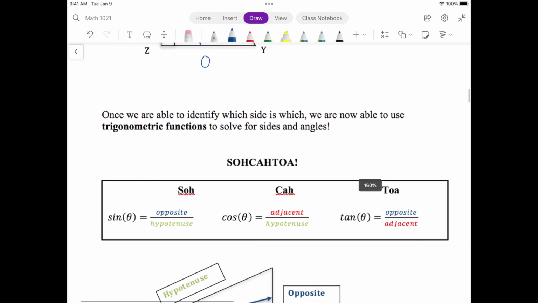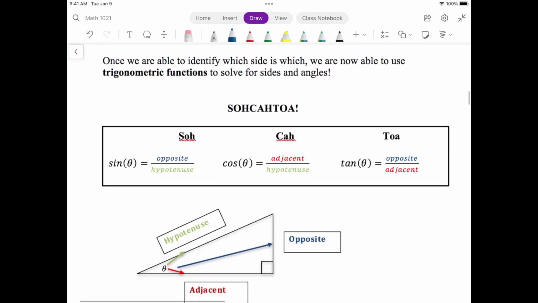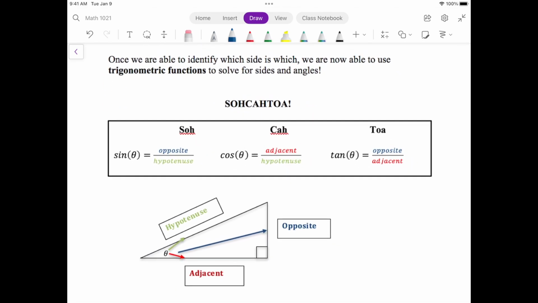So now that we're able to identify the different sides, we can now look at the trigonometric functions. A kind of neat way of remembering these is using SOHCAHTOA, which spells out all of the different formulas we can use. SOH stands for the sine function is opposite over hypotenuse. And then CAH stands for the cosine function is adjacent over hypotenuse. And TOA stands for the tan function is opposite over adjacent.